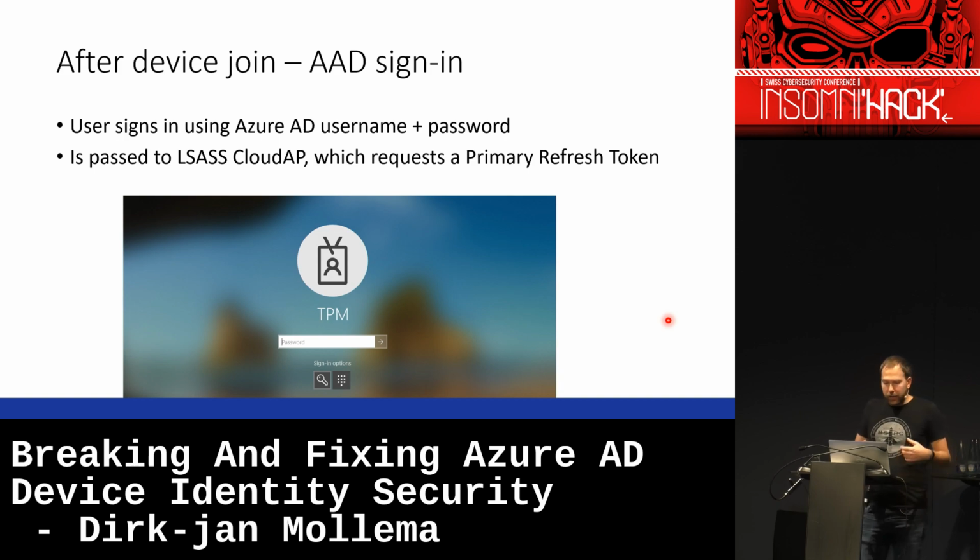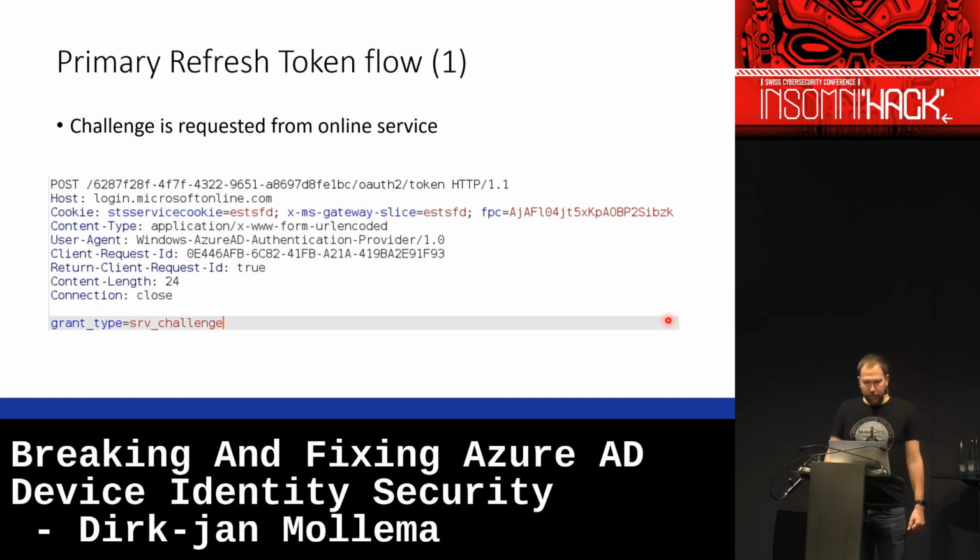So after the device join, then the user can sign into the device, and basically it signs in using their Azure AD username and password, and then the Cloud AP module in LSASS, which is the module responsible for doing the authentication towards Azure AD, issues a primary refresh token. And a primary refresh token is a specific credential that the device can then use for single sign-on. So let's have a look at the flow there.